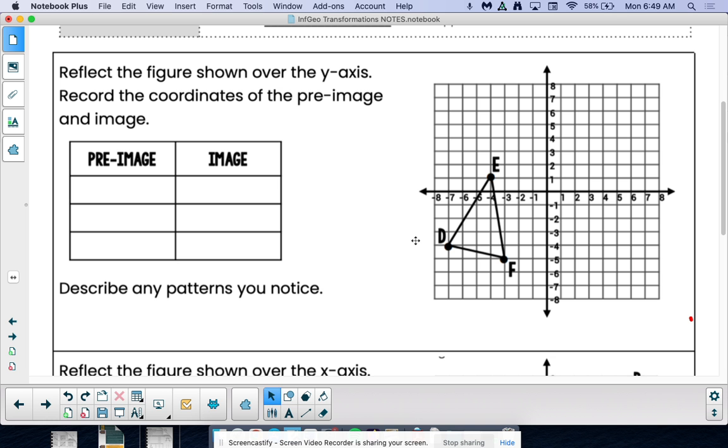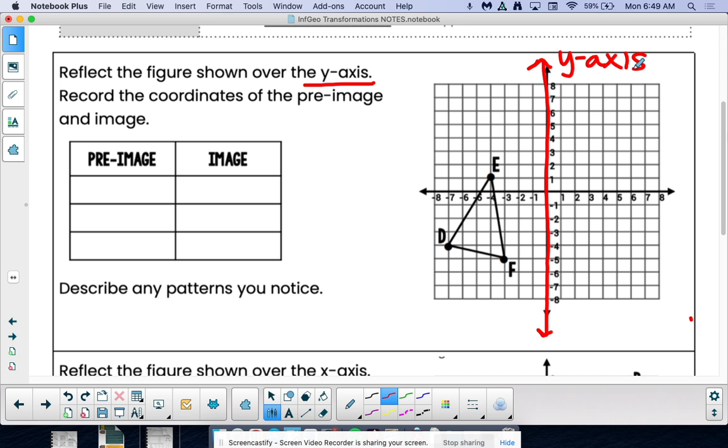So let's look at this first one here. It says reflect the figure shown over the y-axis. Record the coordinates of the pre-image and the image. Okay, so let's talk about a few things here. The y-axis, let's outline that. That's the one that goes up and down. So you guys darken this, highlight this, do something so that you know that this is the line we're going over. This is your y-axis.